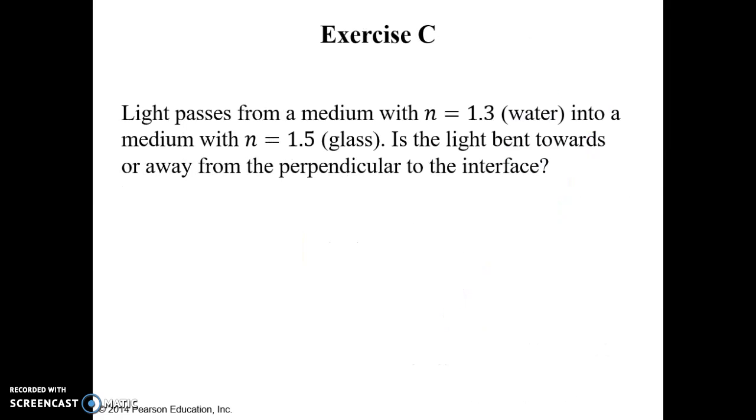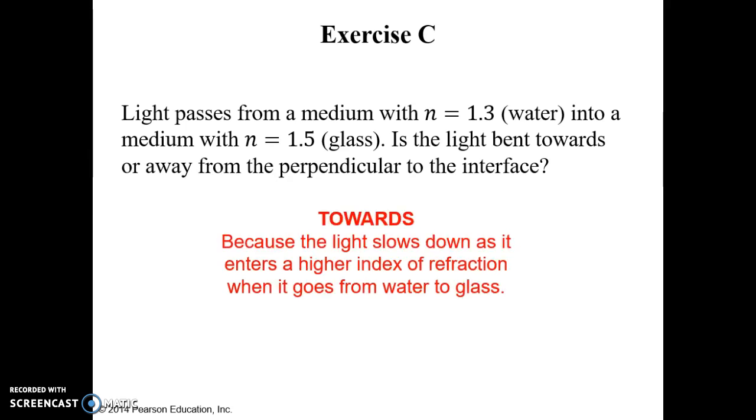For exercise C, we have a light that passes from a medium, water, with N of 1.3, into a medium of glass, whose N is 1.5. Is the light bent towards or away from the perpendicular to the interface? It is towards, because the light slows down as it enters a higher index of refraction, and that's when it goes from water to glass.